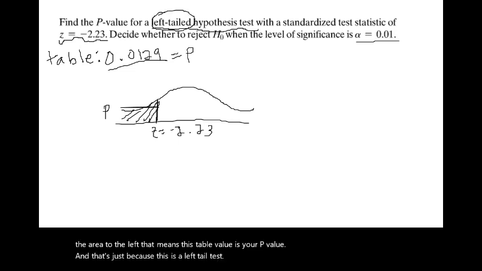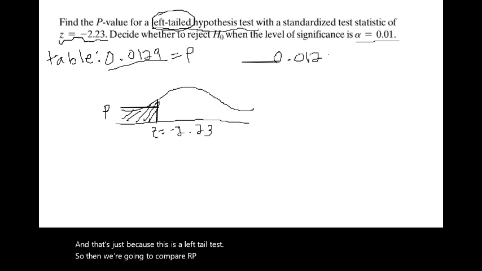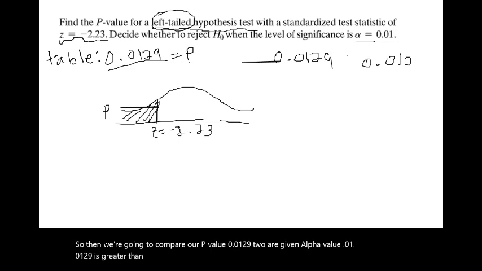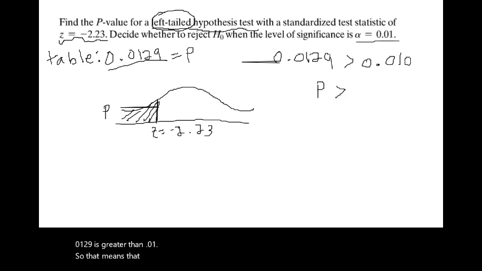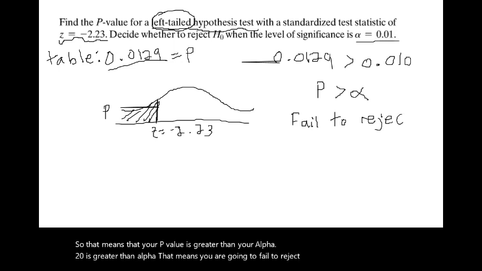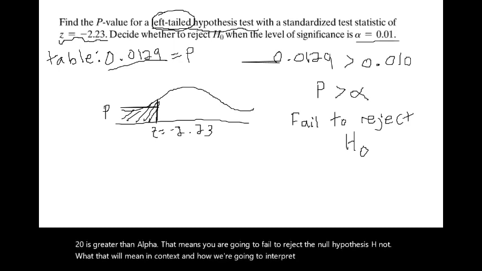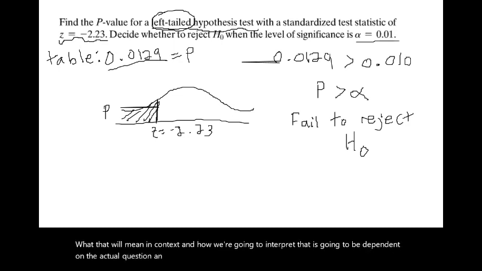So then we're going to compare our p-value, 0.0129, to our given alpha value, 0.01. 0.0129 is greater than 0.01, so that means that your p-value is greater than your alpha. When p is greater than alpha, that means you are going to fail to reject the null hypothesis H0. What that will mean in context and how we're going to interpret that is going to be dependent on the actual question and the claim in test. But this is the initial decision. You would then interpret this later back in the context of the problem.